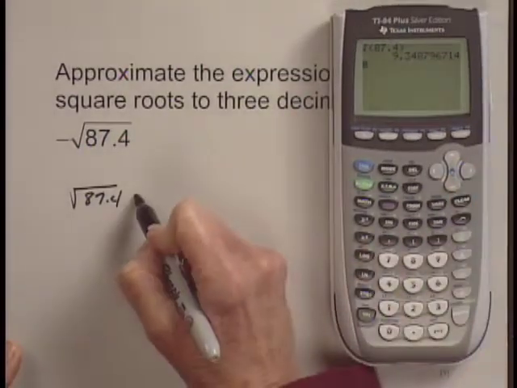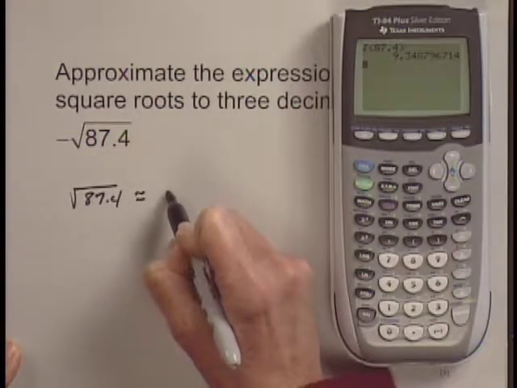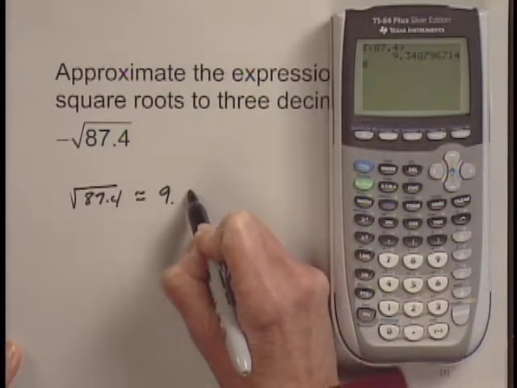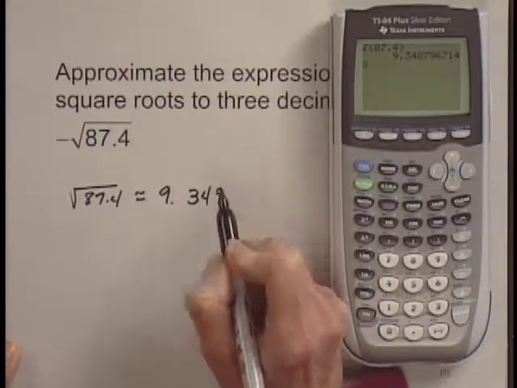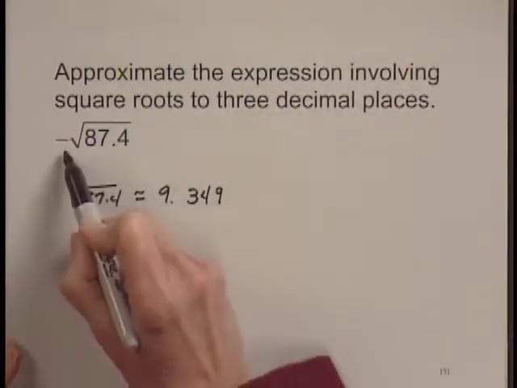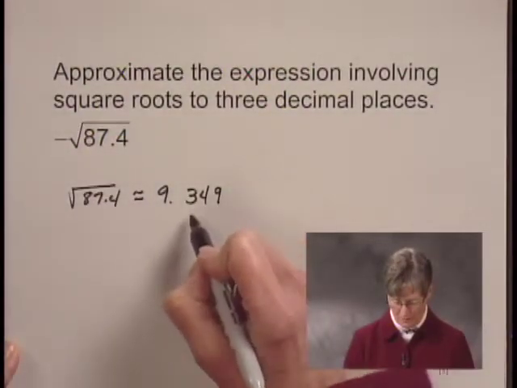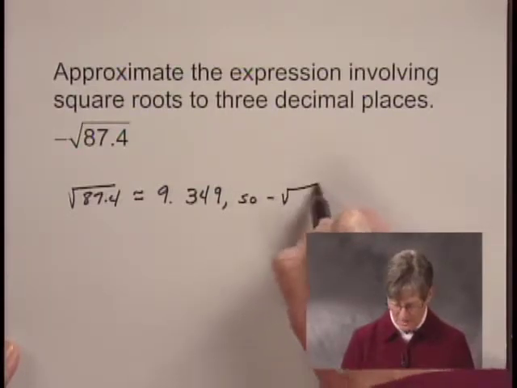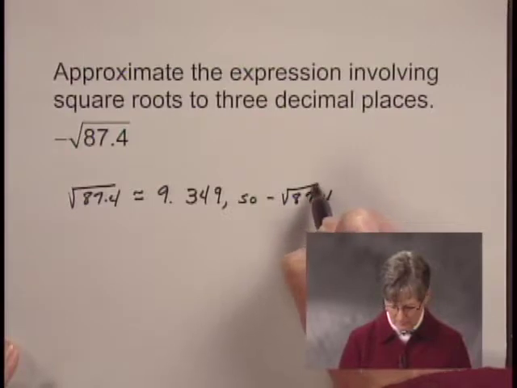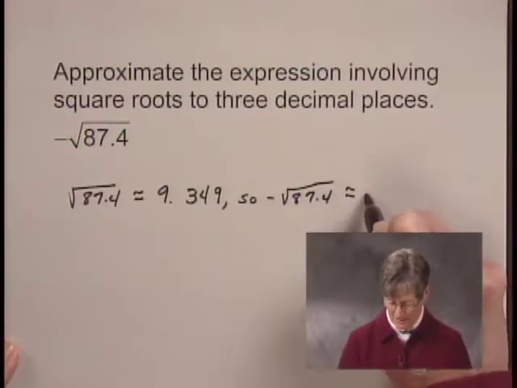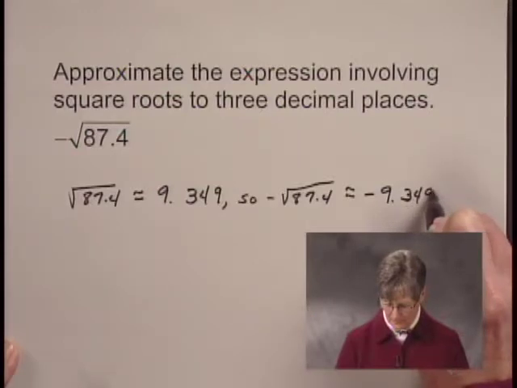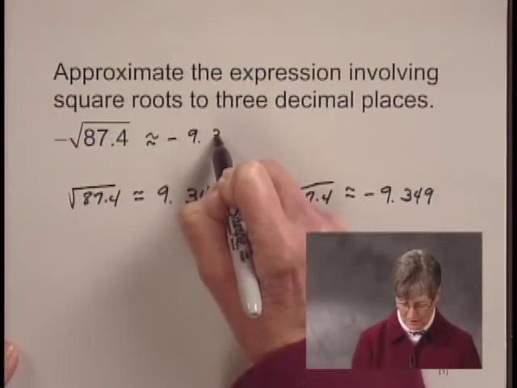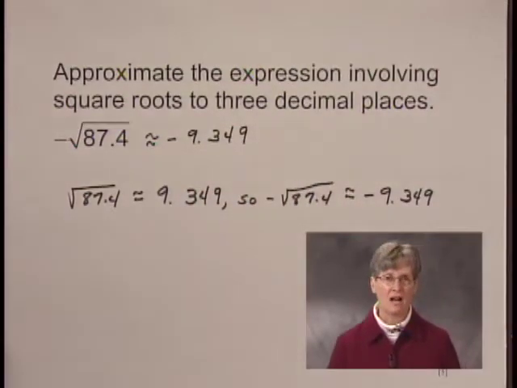And we can see from the readout that the square root of 87.4 rounded to 3 decimal places is approximately equal to 9.349. Now, we've been asked to find the opposite of this number. So if the square root of 87.4 is approximately equal to 9.349, then the opposite of that would be approximately equal to the opposite of this number. So we can go back up here and we can write that this is approximately equal to the opposite of 9.349, or negative 9.349.